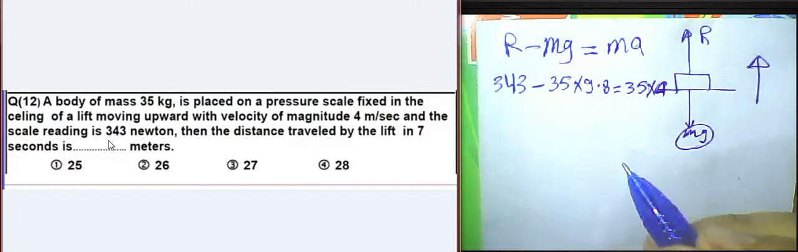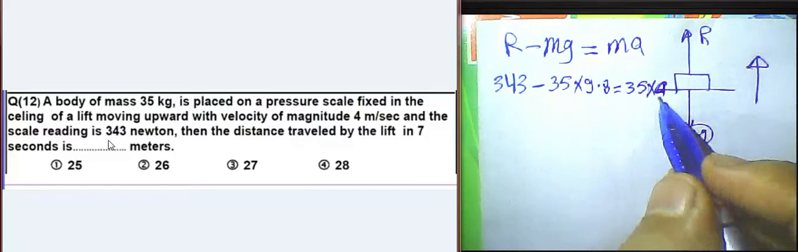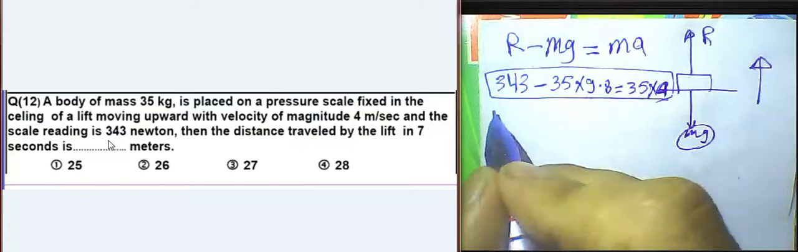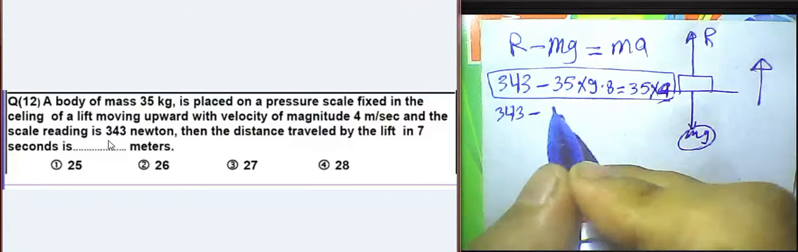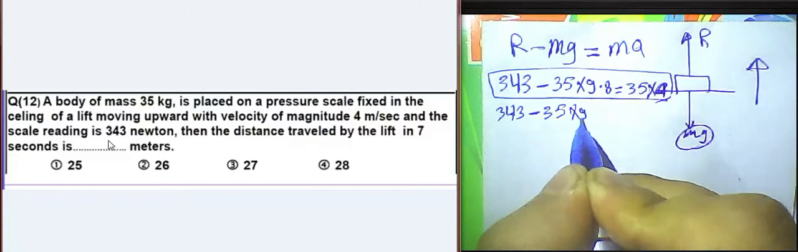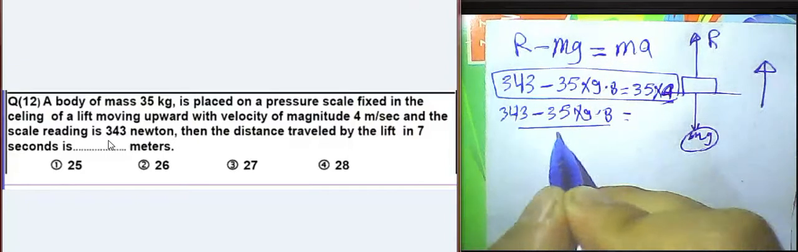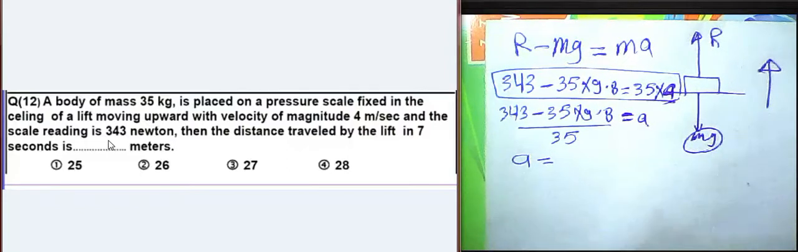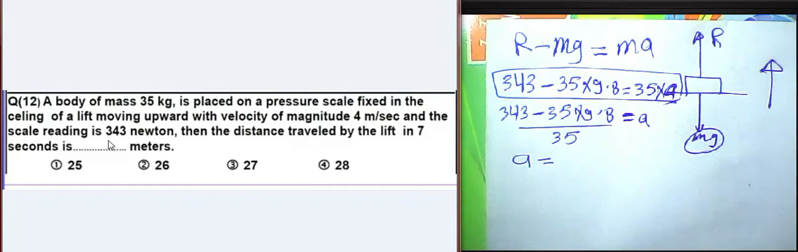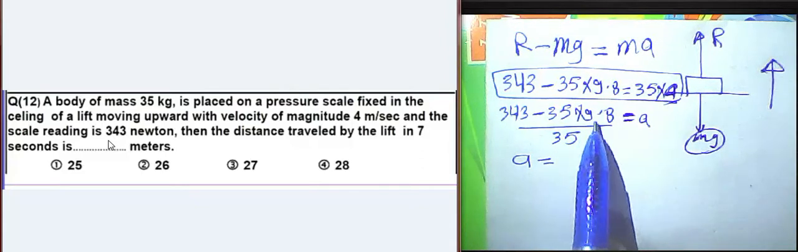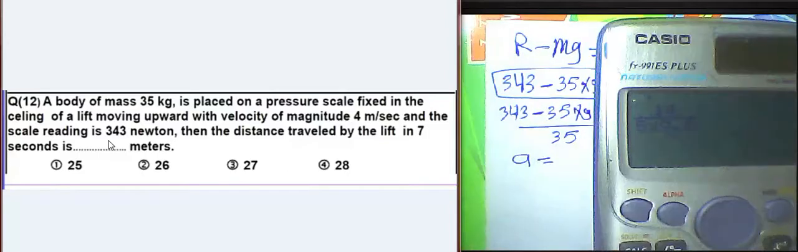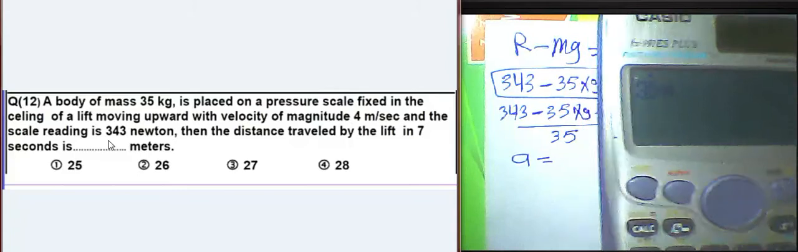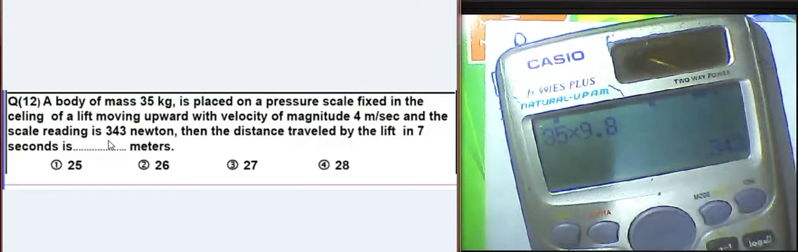To find what? The distance. You want to find the distance, so we must find the acceleration from this equation. Okay, 343 subtract 35 multiplied by 9.8, and we can divide the result by 35 to find acceleration. You can use a calculator to find acceleration. Acceleration would be equal 0 because 9.8 multiplied by 35 is 343, so the result will be equal 0.